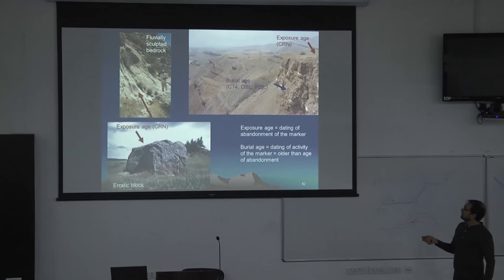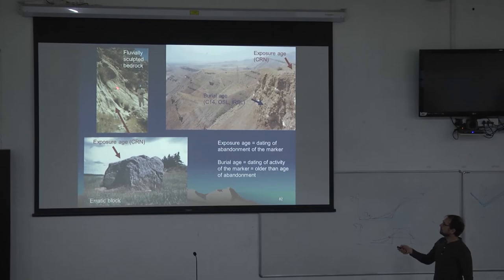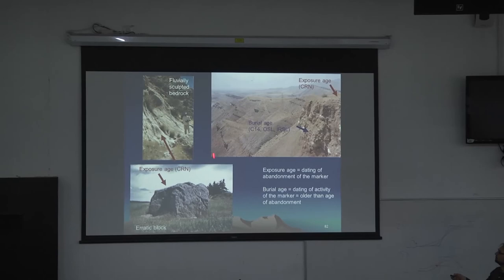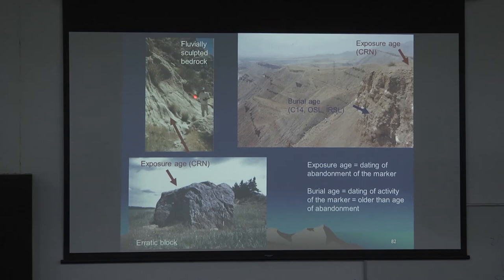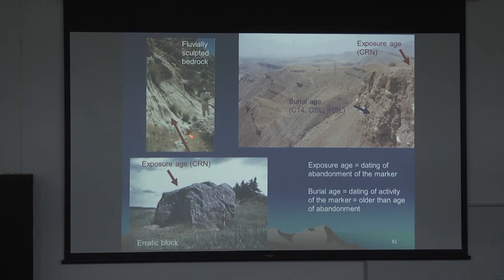Okay. So typically, for example, here you have a fluvially sculpted bedrock. It's perched, I don't remember, let's say 30 meters above the present river. So it was sculpted or carved by the river a long time ago. So typically here you don't have aggradation of material, so the only thing you can do is exposure age. Here there is an erratic block left by a glacier during deglaciation. So again, you can date the time that the block was left at the surface by exposure age, using cosmogenic radionuclides.